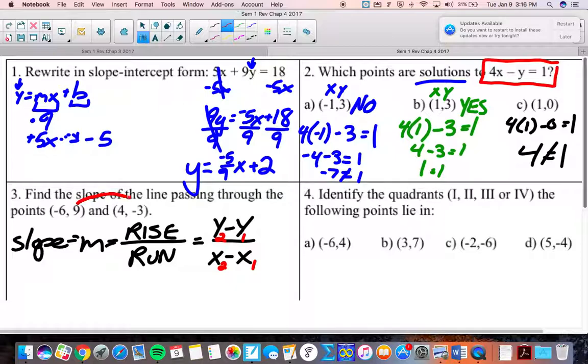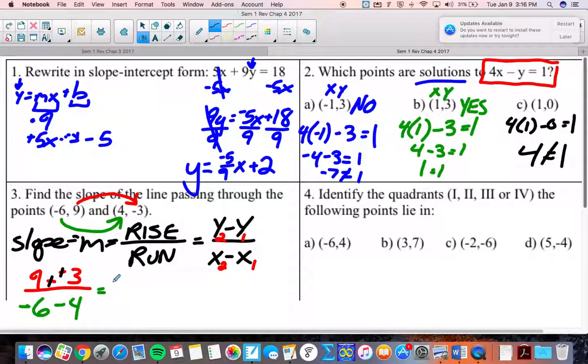So I'm going to actually be the rebel, and I'm going to take the first y minus the second y. So I'm going to do 9 minus negative 3. On the bottom, I'm going to do negative 6 minus 4. See how I subtracted it in the same order? On top, I like to chop. Instead of subtracting negative 3, I like to add a positive 3.